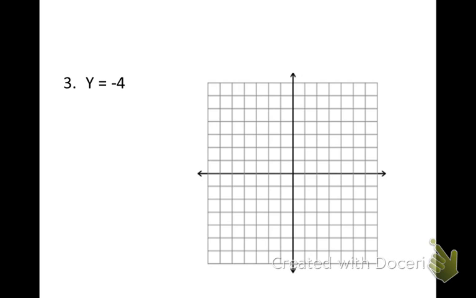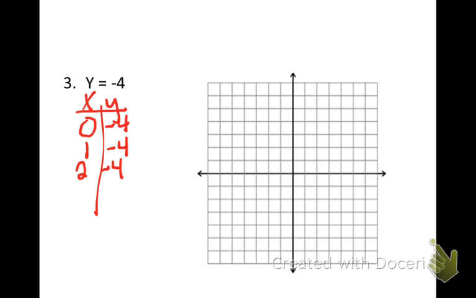Alright, y equals negative 4. This is that situation I told you about, and you won't always need to make a table if you learn this. But it doesn't say anything about x, so no matter what x is, what is y going to be? Negative 4. Y is always negative 4.